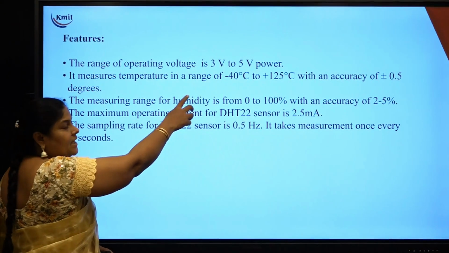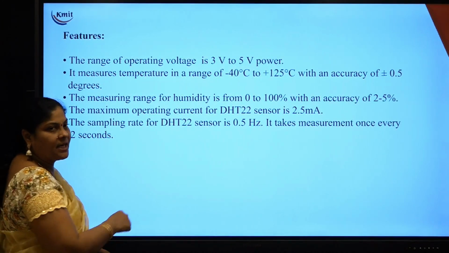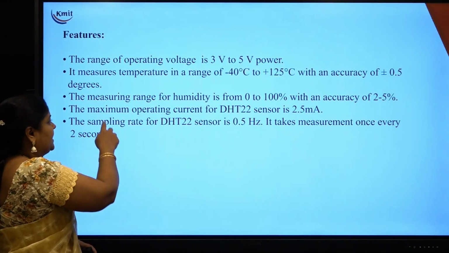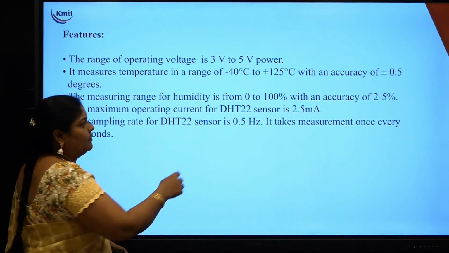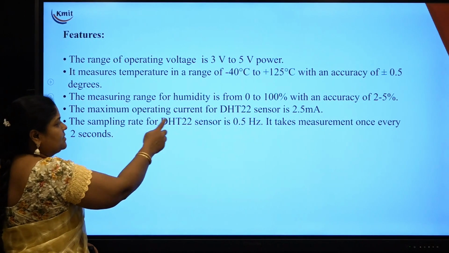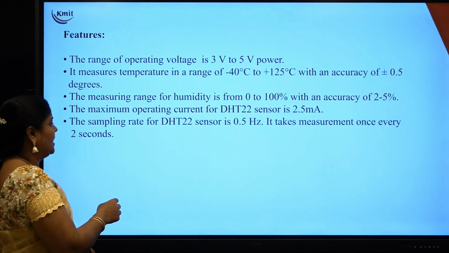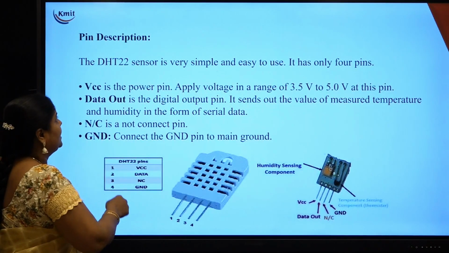Operating voltage ranges from 3 volts to 5 volts. It measures temperature range from minus 40 degrees to plus 125 degrees centigrade. Measuring range of humidity is from 0 to 100% with the accuracy of 2 to 5%, and maximum operating current of the DHT sensor is 2.5 milliamps. These are some of the features of temperature and humidity sensor.